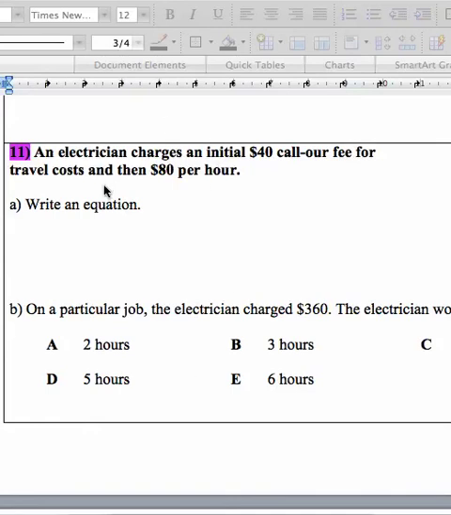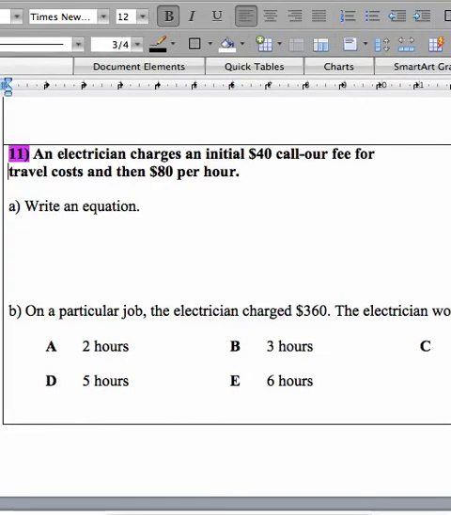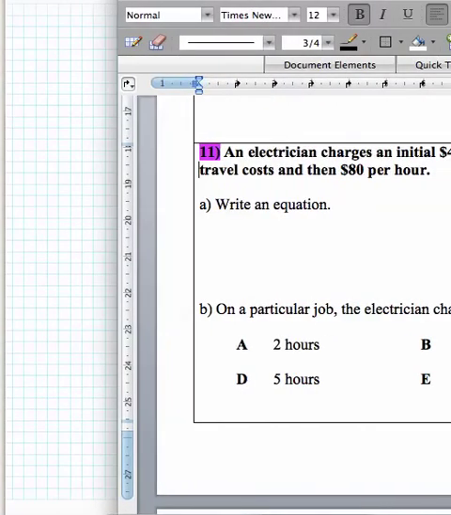Let's read it. An electrician charges an initial $40 call out fee for travel costs, and then $80 per hour. So sometimes when you get someone to come to your house to fix an oven or whatever, they will charge you, say, for petrol money. So you have to pay them before they do any work in your house. Initially pay them. In this case, he charges $40 just for him to come out and not even start working. All right. So the question asks us to write an equation for this problem.